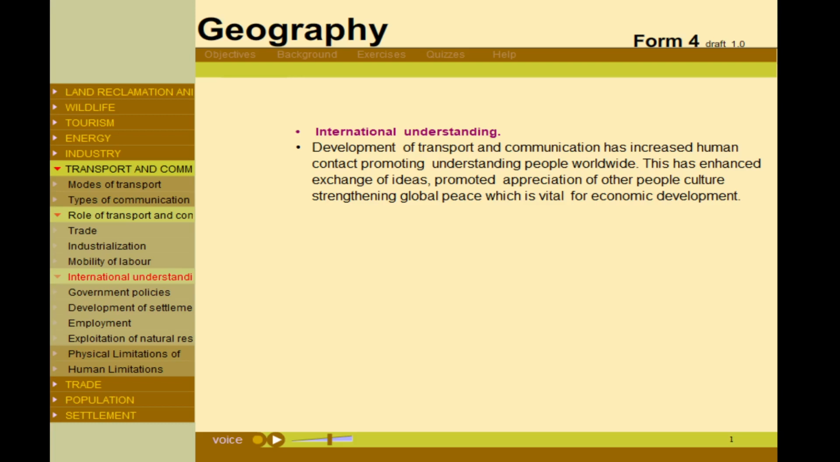Employment. There are many transport and communication services which create employment opportunities. For example, drivers, pilots, engineers, mechanics, journalists, computer programmers, and satellite officers.